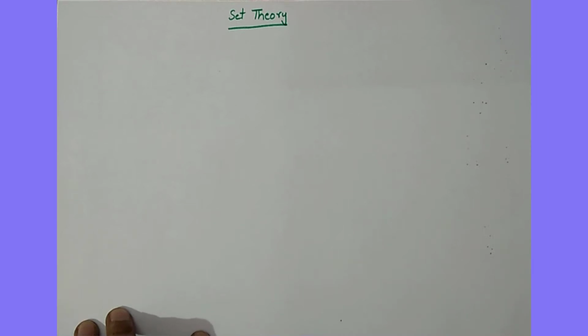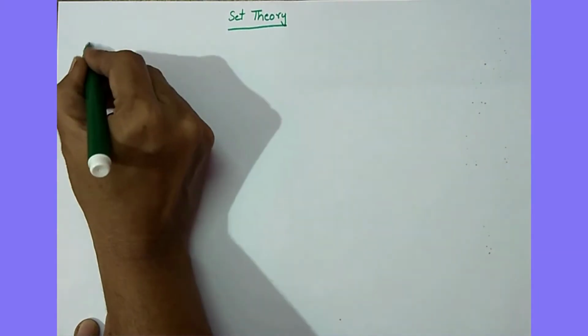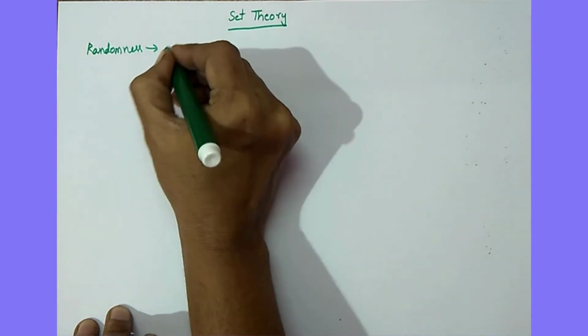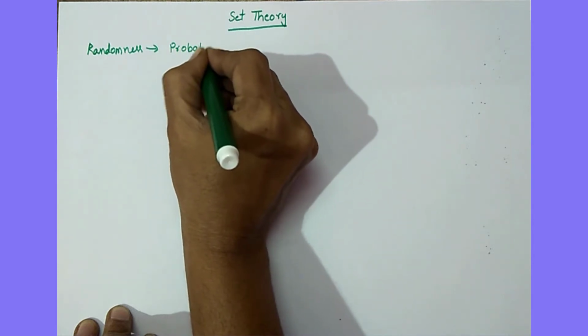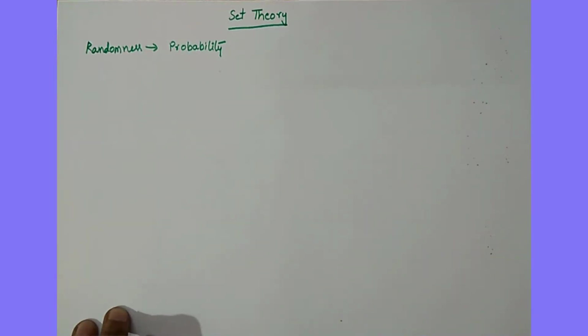I already explained in my previous video that randomness of the random signal is measured with the help of probability. So we must know the concepts of probability. To understand the concepts of probability, we must know set theory because the operations in probability are very similar to the operations in sets.